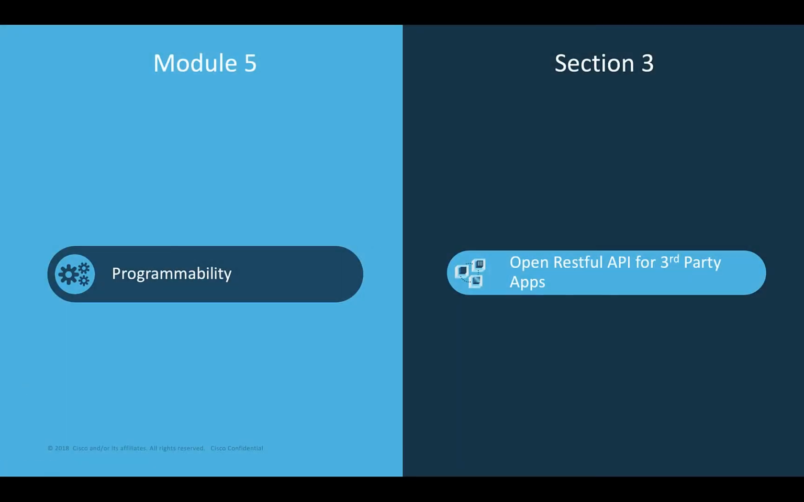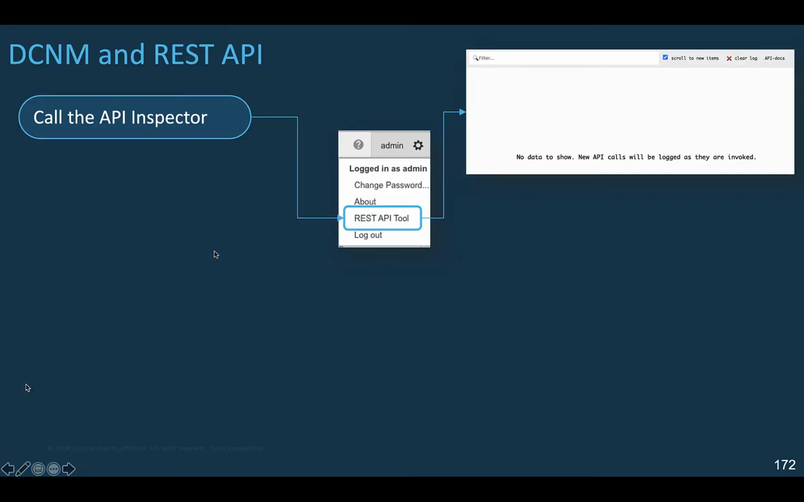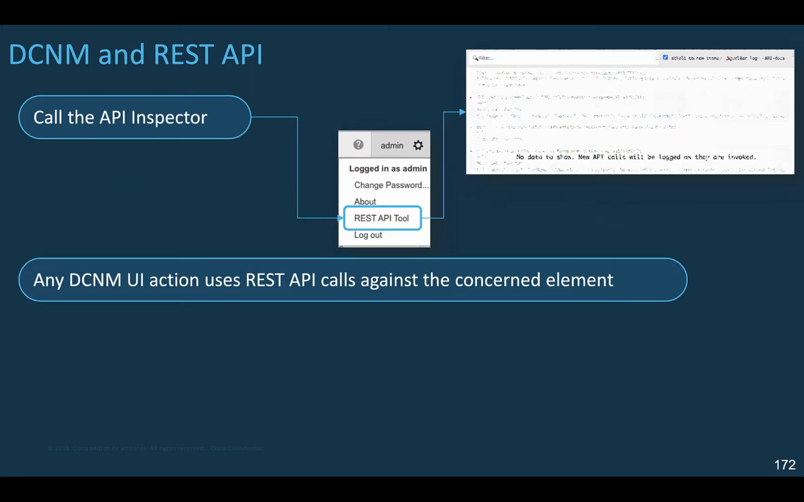So now what about running a third-party application to automate the fabric using the DCNM RESTful APIs? Remember, from the gear icon at the top right of your DCNM window, you can call the REST API tool. As a result, the API inspector window will pop up, but empty at the very beginning.